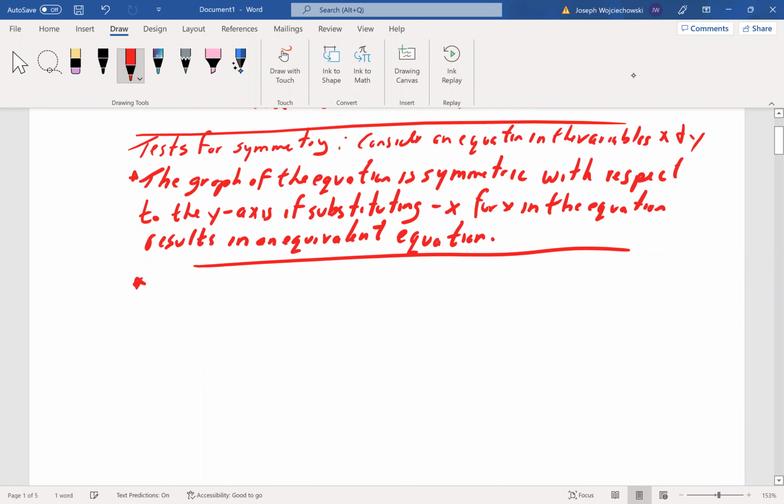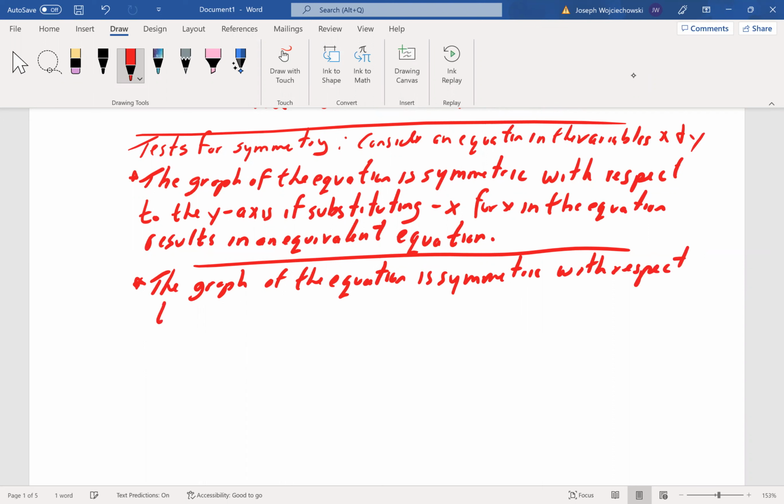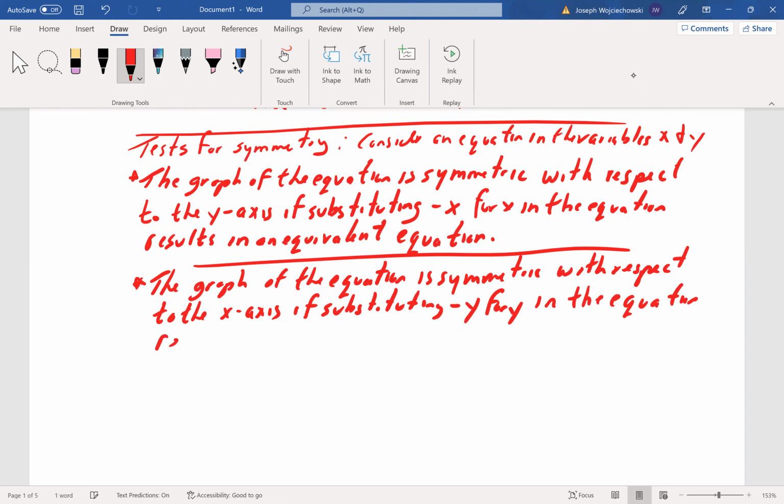Next, the graph of the equation is symmetric with respect to the x-axis if substituting negative y for y in the equation results in an equivalent equation. In other words, it's the same equation.